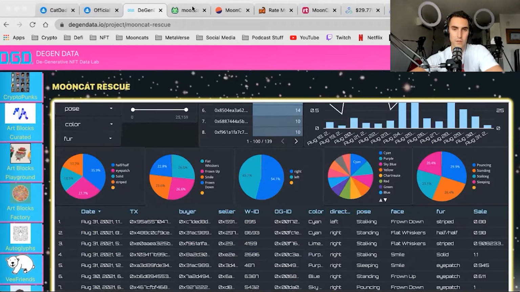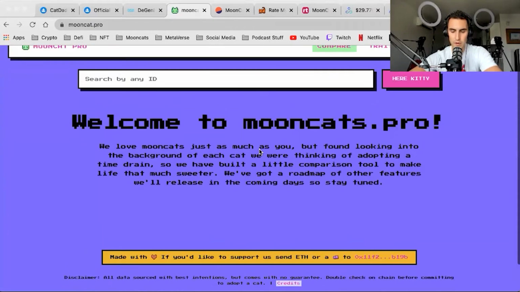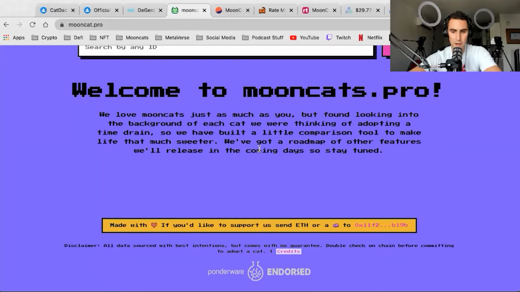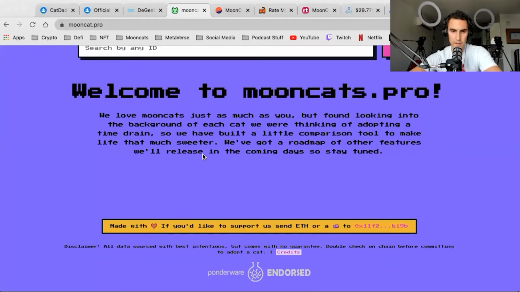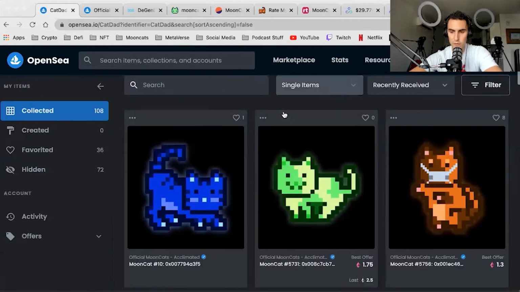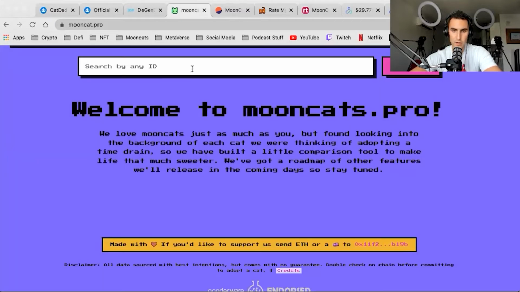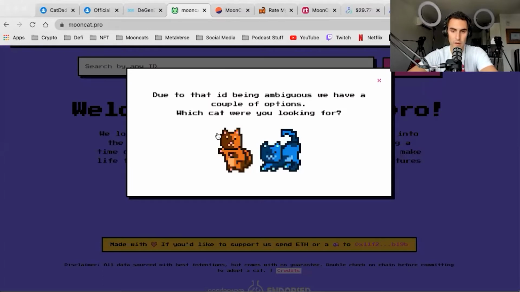The second tool that I use, which most people are very familiar with, is Mooncat Pro, created by Dan, who's a community member and a mod within the Discord. As you see, Ponderware endorses it. They actually worked together on this to come up with some of the rarity metrics. We'll use one of my cats, the 2020 cat, so 5756. It's pretty easy to use. You just type in the number, and this also works for wrapped cats as well, or the unofficial one.